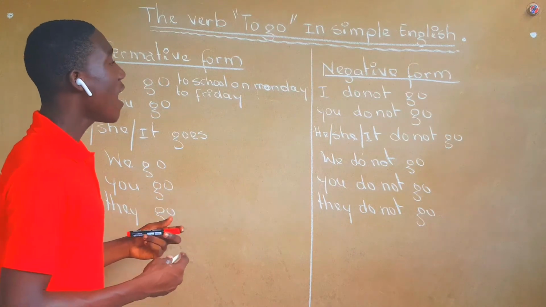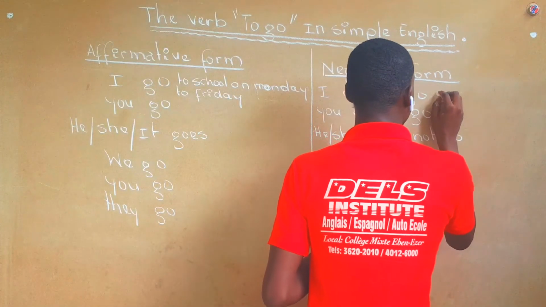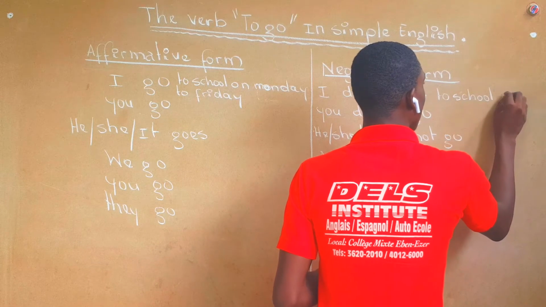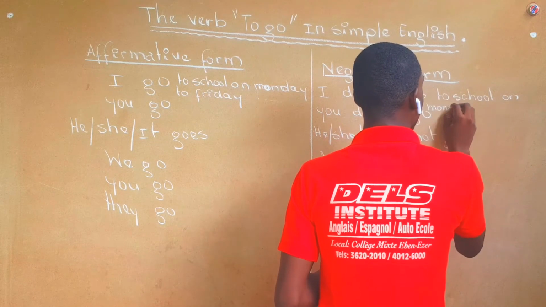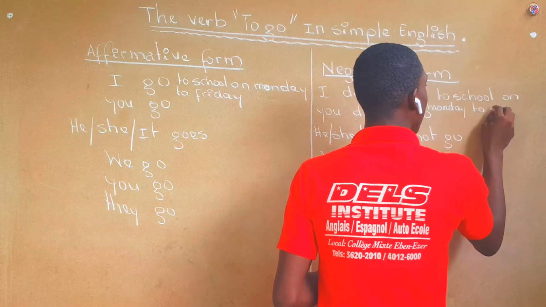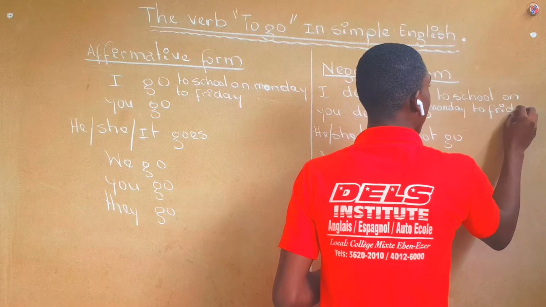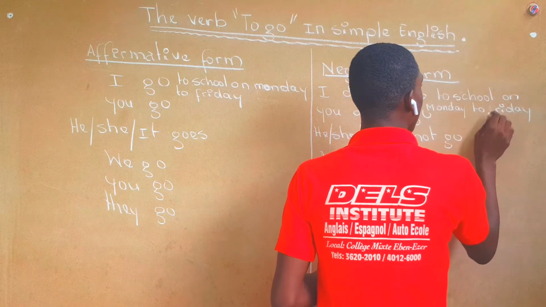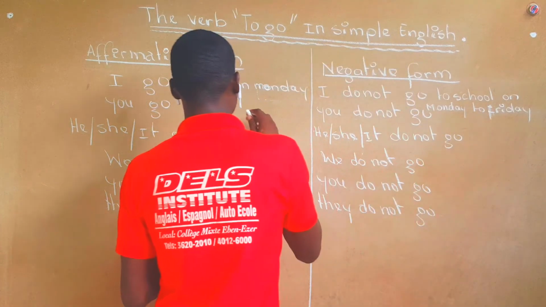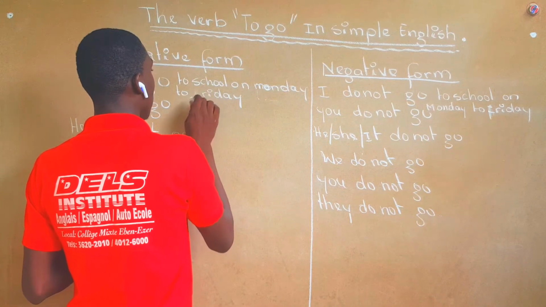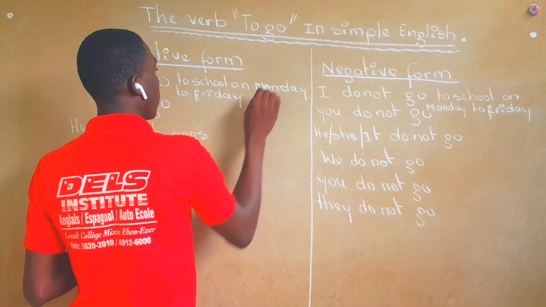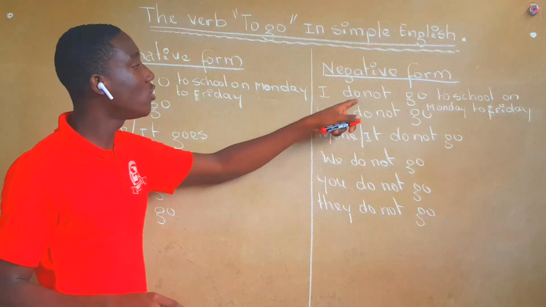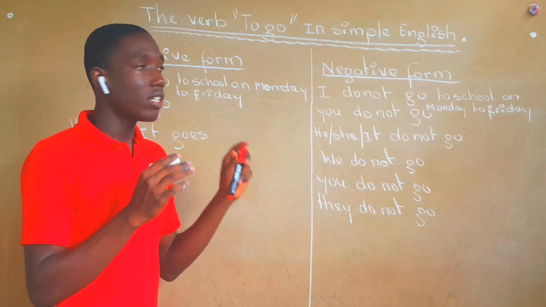For the negative form, I can say I do not go to school on Monday to Friday. Moi pas aller à l'école. On Monday to Friday, okay? I go to school on Monday to Friday. For the negative form is I do not go to school on Monday to Friday, okay?